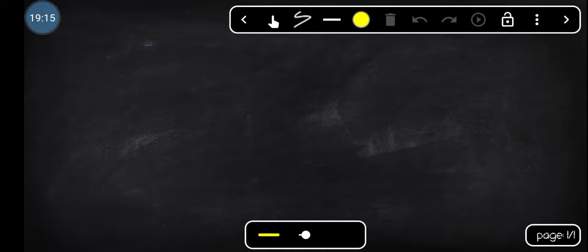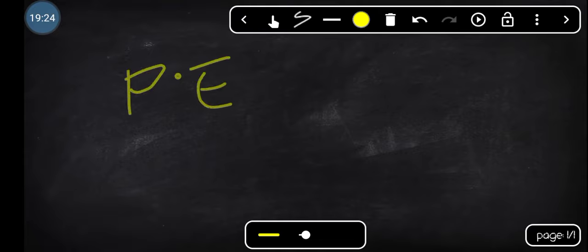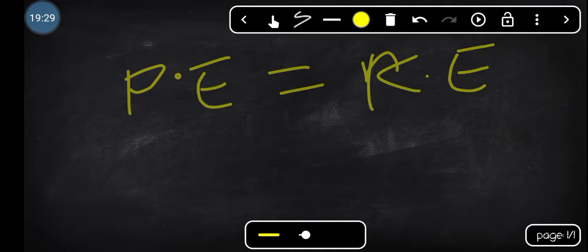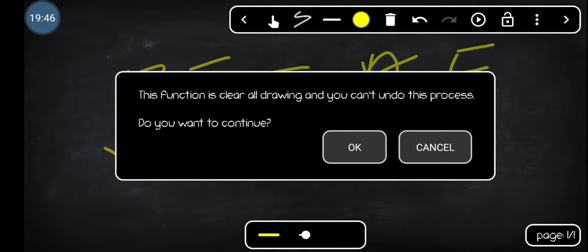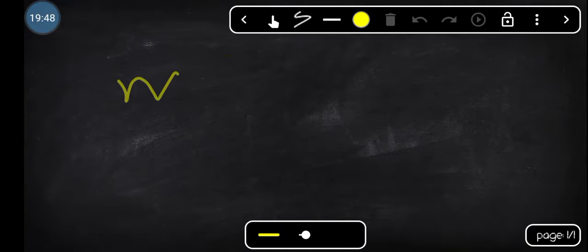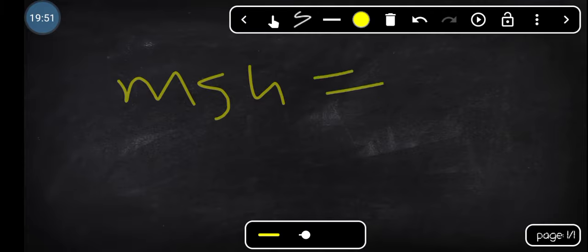So let's say we have a situation where the potential energy equals the kinetic energy. The velocity attained by that object can be found during the time when potential energy equals kinetic energy. If that is the case, then we have mgh equals half mv square.